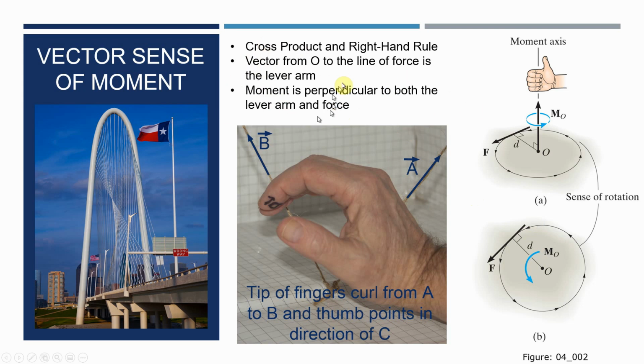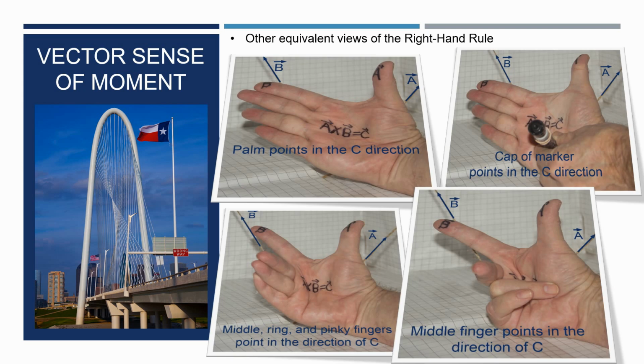The vector moment is perpendicular to both the lever arm and the force. Here are other ways to look at the right-hand rule. A cross B: point your thumb in the A direction, your fingers in the B direction, and your palm points in the C direction. A cross B equals C. In this picture, point your thumb in the A direction, your fingers in the B direction, and your palm points in the direction of the vector C, the direction of A cross B.